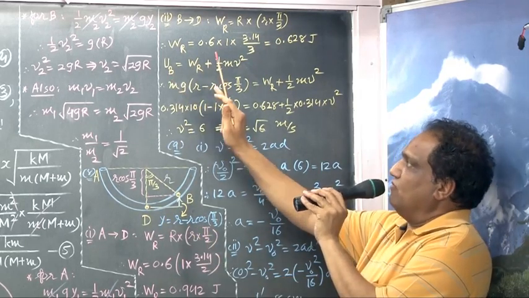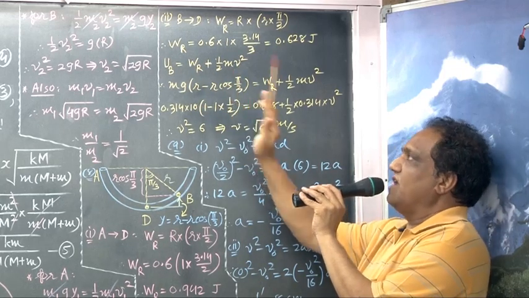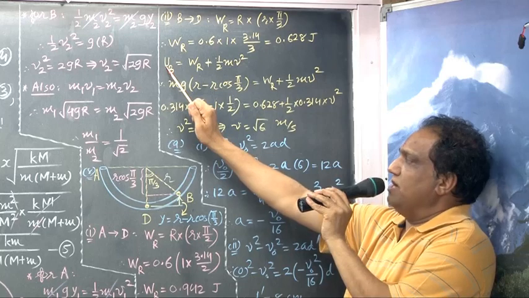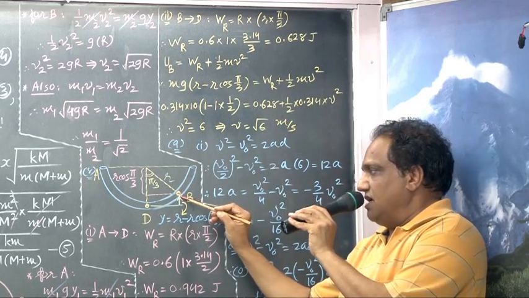So potential energy is equal to work done against the resistive force plus the remaining energy possessed by the body in the form of kinetic energy. Now what about U_B? It is mgy, say mg. Now the height is decreasing by this much amount.